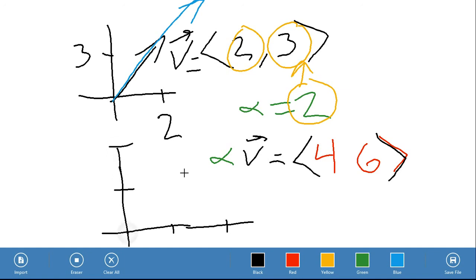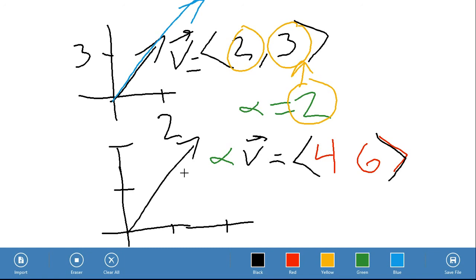So it's going to look something like this, which, as you can see, has the exact same direction as the original vector, but it has a different magnitude. So I suppose that's another thing you can notice when you multiply by a scalar. It does not change the direction of your input vector. It's only going to change the magnitude.